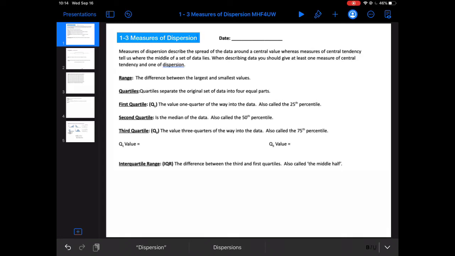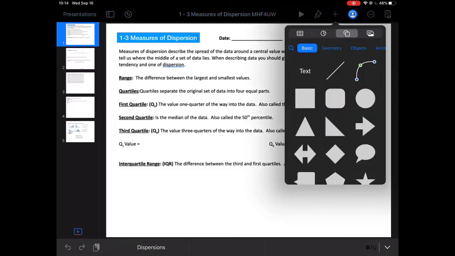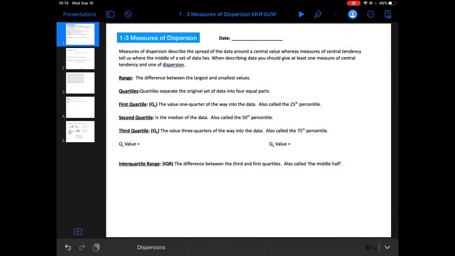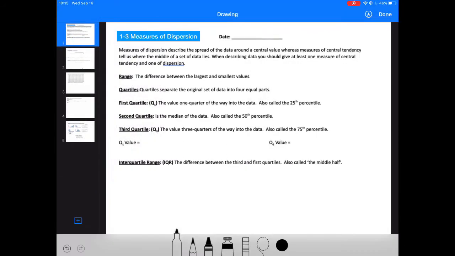This video goes through the skeleton note 1.3, measures of dispersion. So we looked at measures of central tendency, and now we're going to look at measures of dispersion to describe the spread of the data around a central value. The values that we looked at before just tell us where the middle of a data set lies. So a couple different qualifiers that you need to be comfortable with.